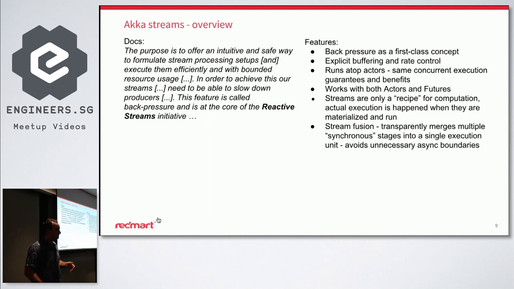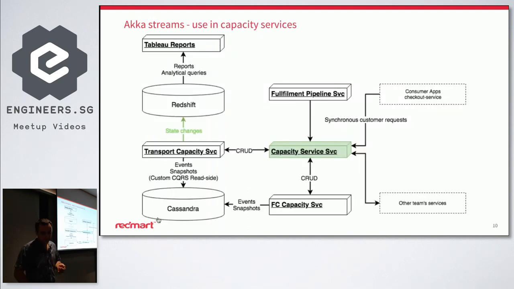So Akka Streams is basically an implementation of the reactive streams approach, technique, initiative. They run on top of actors, and work well with all kinds of actors as well as futures. They model sort of a single-way computation. There are extensions like bidirectional flows, but they're slightly harder than the core model. Used, as I've said, in capacity service, and also we use streams to stream data into Redshift for analytical processing from transport capacity.